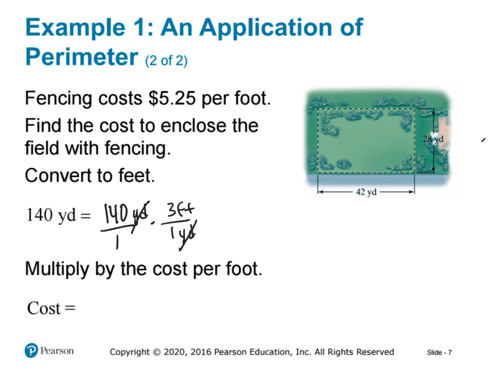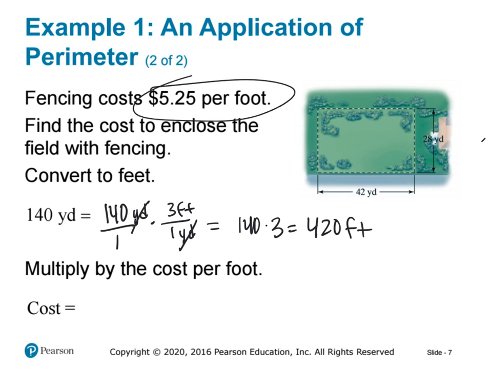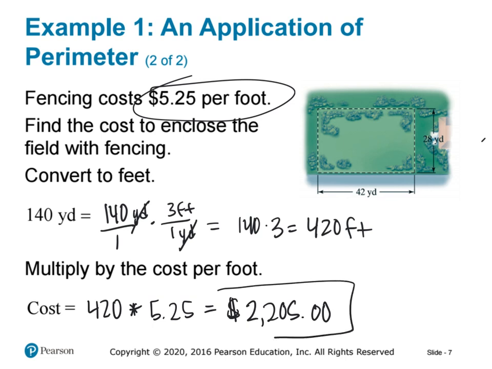So the yards cancel out. So 140 times 3 is going to equal 420 feet. Now you're going to multiply that by the cost per foot. So 420 times 5.25. So you are going to get $2,205.00. So that's how much it would cost to fence the whole perimeter.